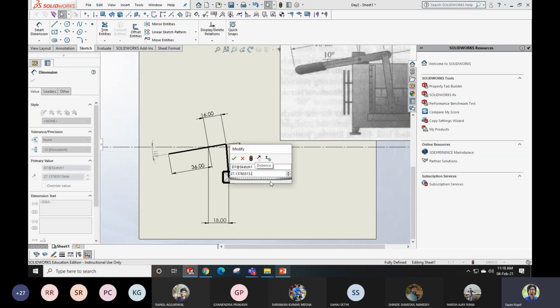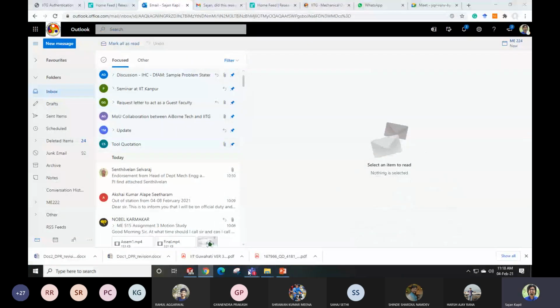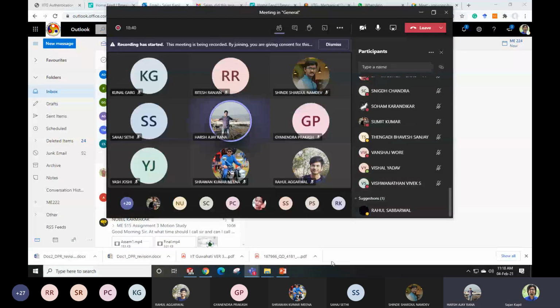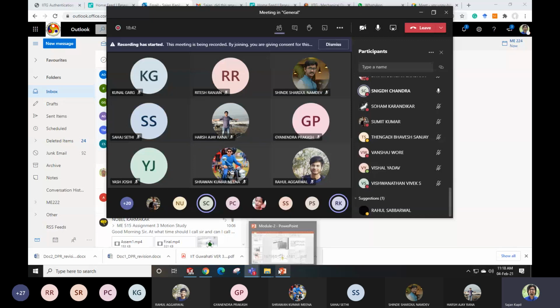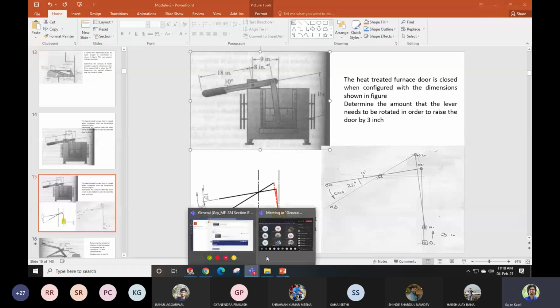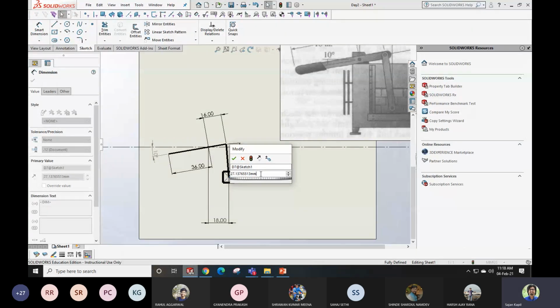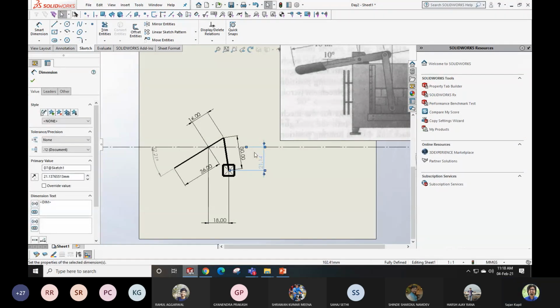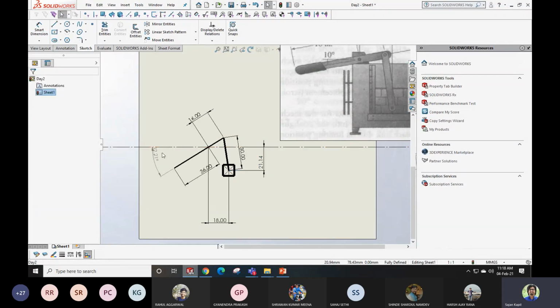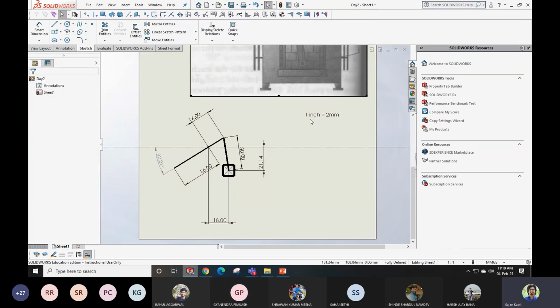Who will tell me? Anyone, please. How much should I subtract? 6, Vishwanath. Fine, 6. Why are we subtracting 6? This is because my scale is like this: 1 inch equals 2 mm. And I am dealing with mm, milligram, gram, and second.